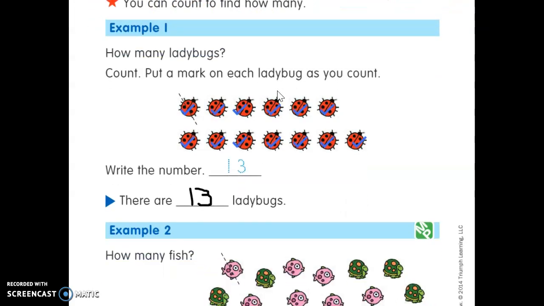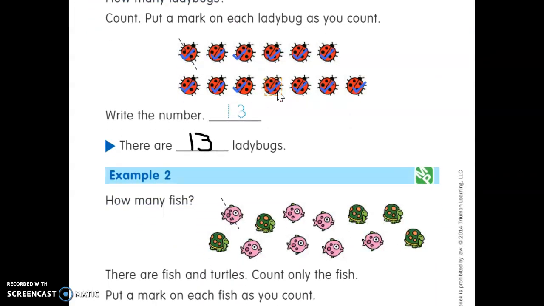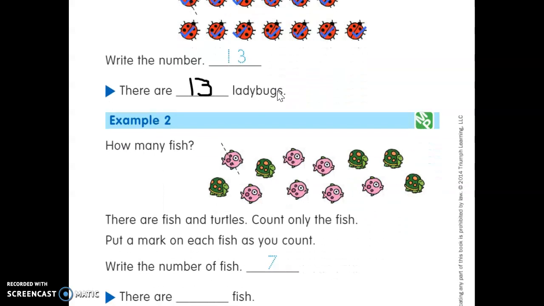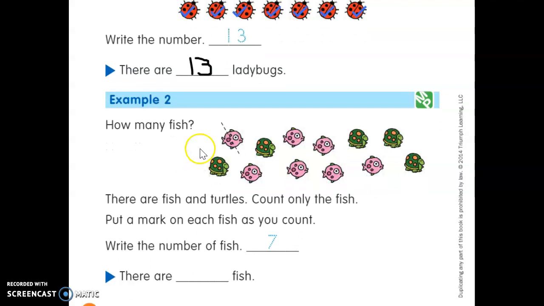Okay, so for the next one I want you to try it and count how many fish there are. Do not be tricked by the turtles. We are only counting the fish. Once you count how many fish, I want you to write the number, but remember, put an X or a slash, whatever you want to do, on each fish to make sure that you have counted it.